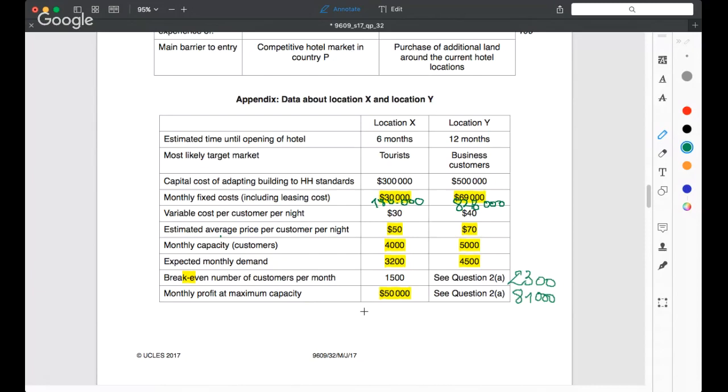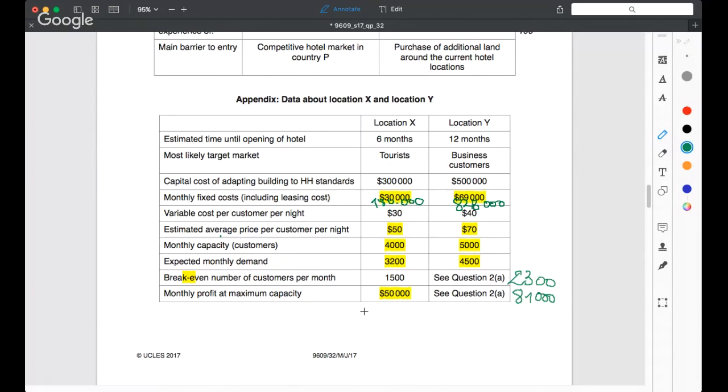Analysis. Location X is less risky, with a lower break-even point, which might be best for a new hotel in untried, they didn't try it, okay. This can be linked to fixed costs. Location Y is potentially more profitable because of city centre location attracting business guests. Location Y has a greater margin of safety, reduces risk, and allows for greater deviation from expected demand. Time taken to become operational will have an impact on cash flow of HH.